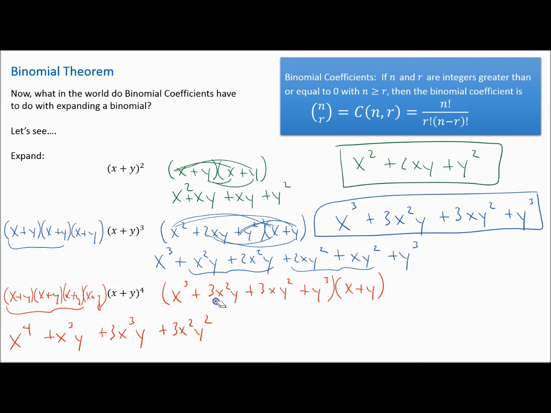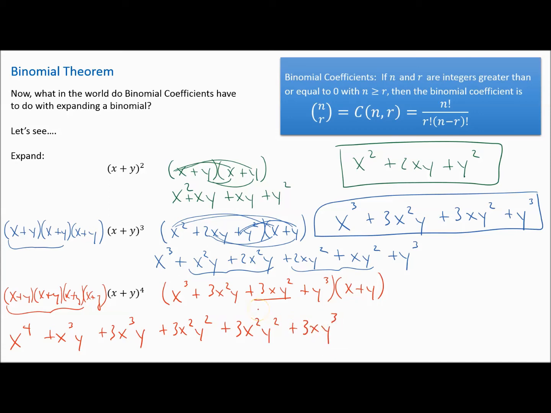I'm going to get rid of the underline. Now I'm moving on to the third term. 3xy squared times x is going to be 3x squared y squared. And then 3xy squared times y is going to be 3xy to the third. All right?